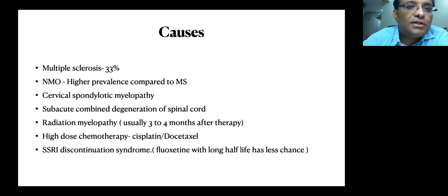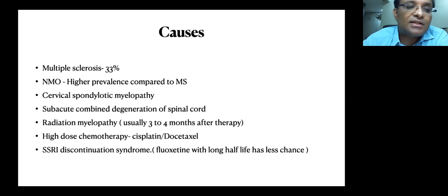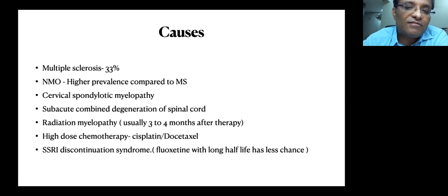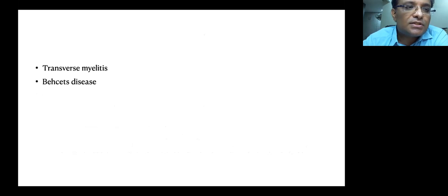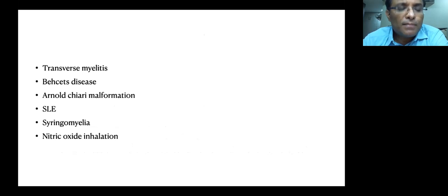One of the peculiar conditions is SSRI discontinuation syndrome. If these SSRIs are stopped abruptly, patients may experience Hermit sign in due course of time. Fluoxetine has a very low incidence of causing Hermit sign because of its longer half-life. Few other causes are transverse myelitis, Behçet's disease, Arnold-Chiari malformation, SLE, syringomyelia, and nitric oxide inhalation, probably related to B12 depletion. So these are the causes implicated in Hermit sign.